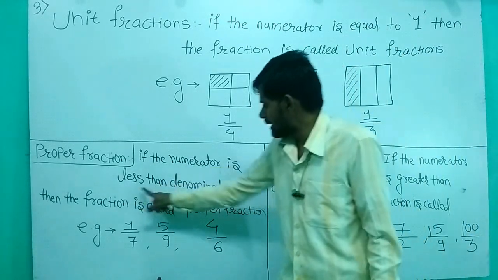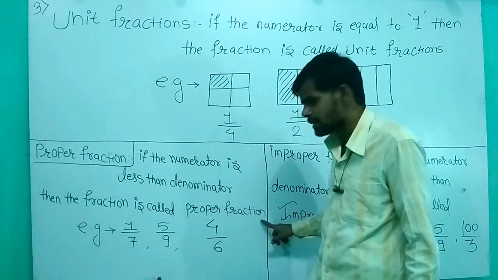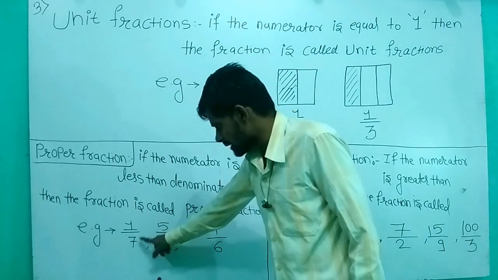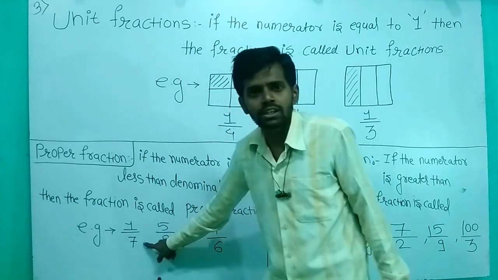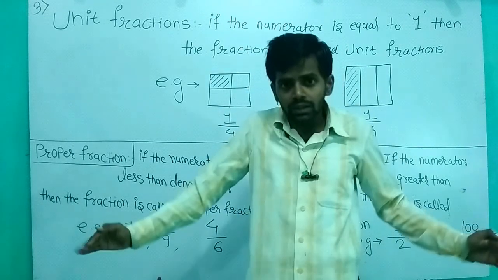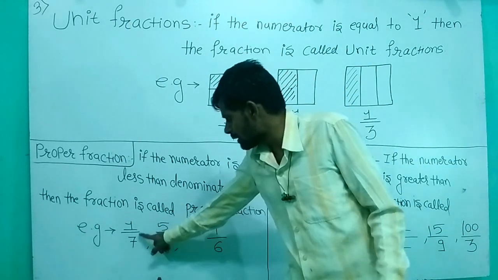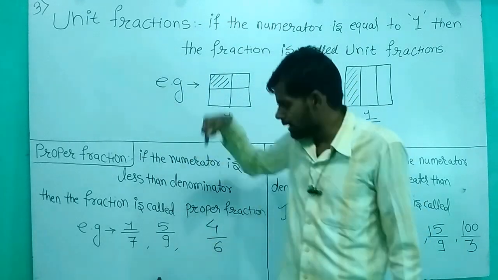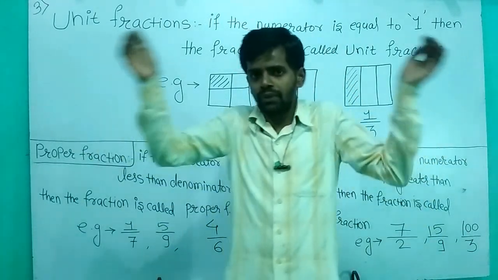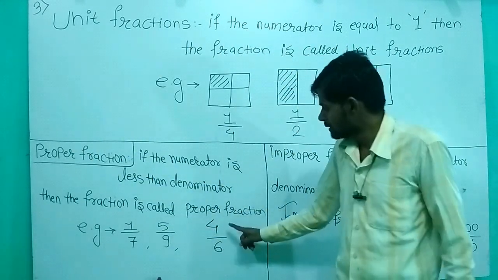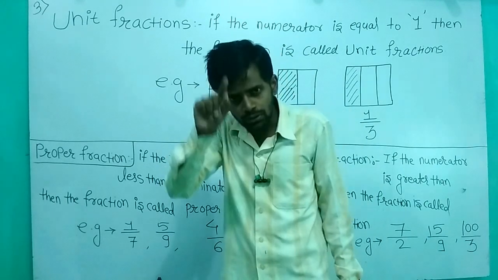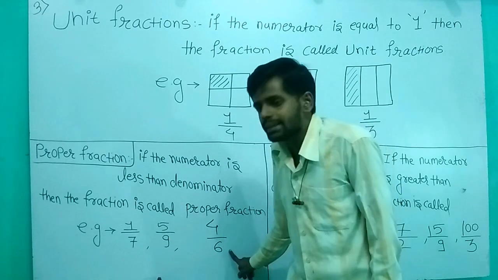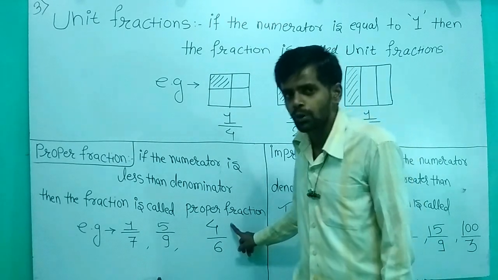If the numerator is less than the denominator, then the fraction is called the proper fraction. And the example is 1 by 7. Here in the 1 by 7, the 1 is the numerator, 7 is the denominator, and 7 is greater. Numerator is smaller, 1 is smaller than 7. It is a proper fraction. 5 by 9, 5 is the numerator, 9 is the denominator. 9 is bigger, 5 is less. So it is a proper fraction. 4 by 6 is also a proper fraction because the numerator is smaller and the denominator is greater. Denominator बड़ा है, numerator छोटा है, that is also a proper fraction.